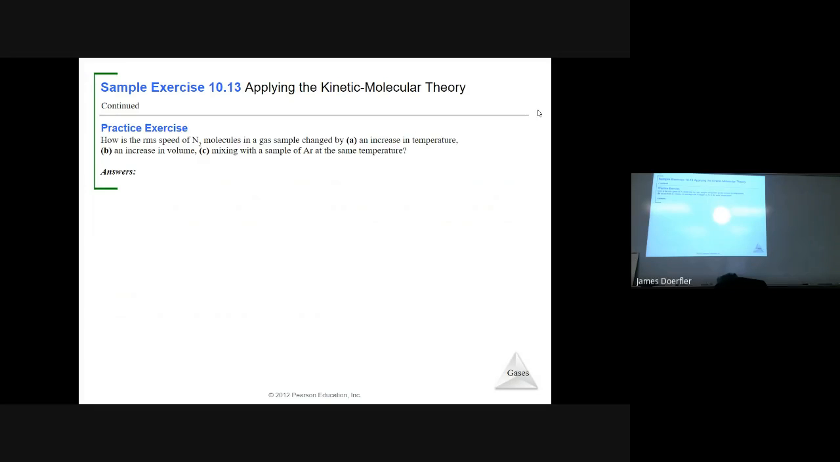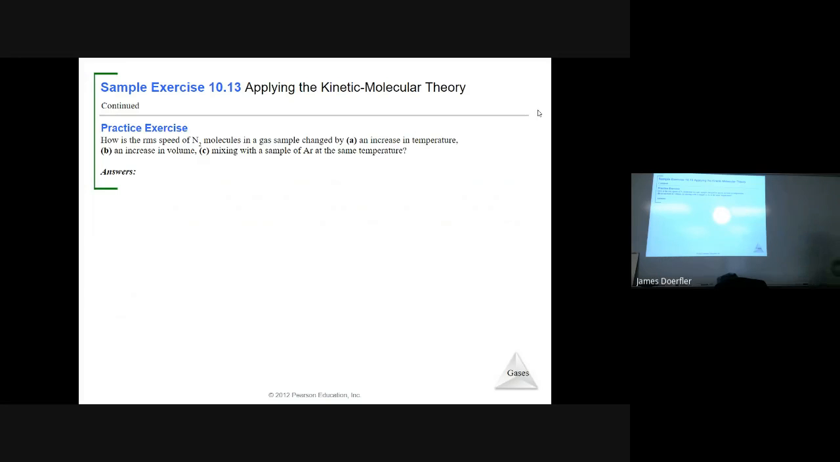Why is it going to increase? They're moving more because we did what? We heated it up. We added energy to them. So we're going to increase the speed because when you heat them up, you increase the kinetic energy. Thereby, you're also increasing the speed at which the molecules are traveling. So that first answer is increase.